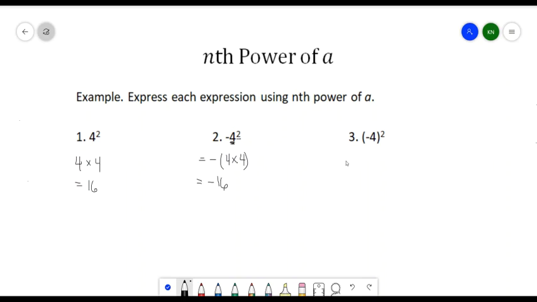Alright? Now, the last example: as you can see, negative 4 is already enclosed by a parenthesis, meaning to say we also need to multiply including the negative sign. So negative 4 times negative 4. Negative times negative is positive, so that is positive 16. So that is how we evaluate or answer the nth power of a.